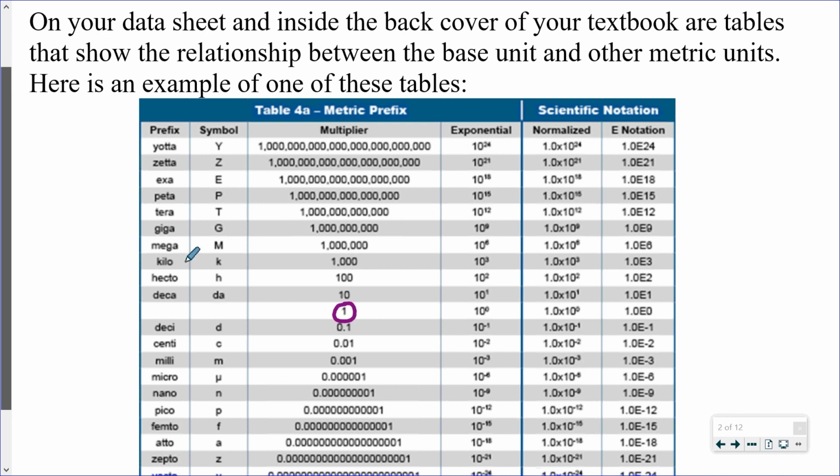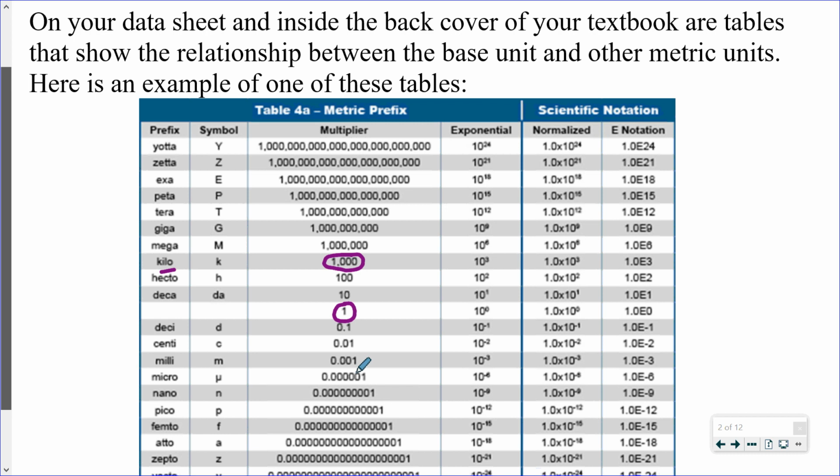So the prefixes that we have along the left-hand side, if someone says you have kilo, that means that you have 1,000 times whatever it is that you're talking about. So if we're talking about grams, and then we have a kilogram, that's 1,000 grams. If we have meters, and then we're talking about how many kilometers, there are 1,000 meters in a kilometer.